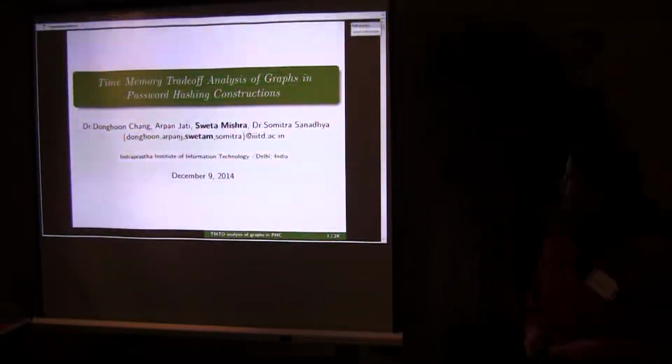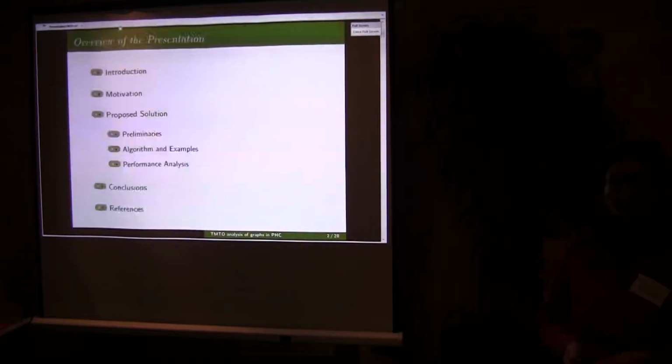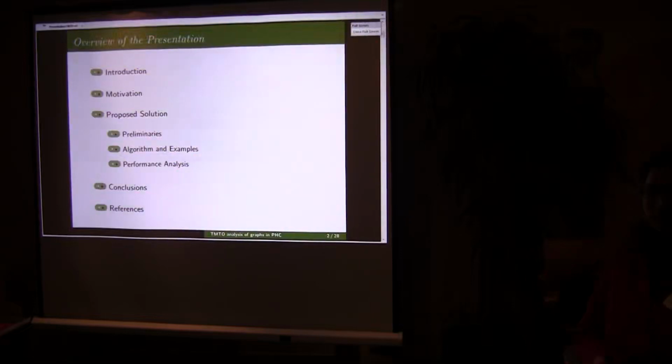The title of the presentation is Time Memory Trade-off Analysis of Graphs in Password Hashing Constructions. This is the overview of the presentation.